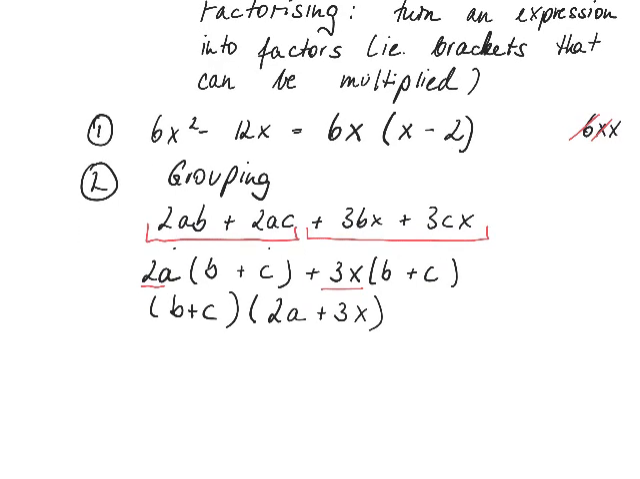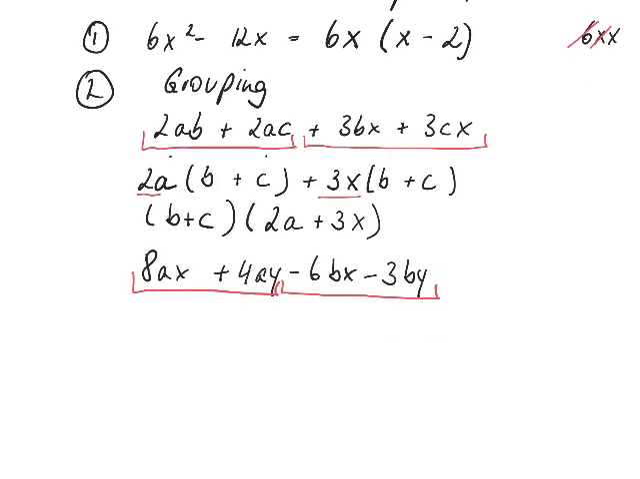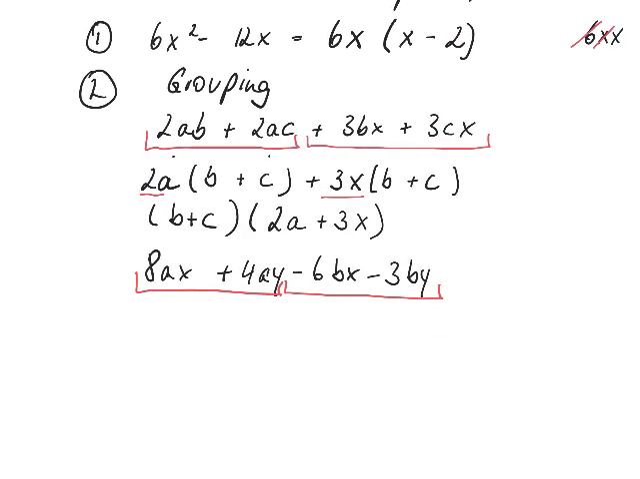Another example of that would be 8ax plus 4ay minus 6bx minus 3by. Again, I turn it into two parts. And now I look at the first part. What can I take out? I can definitely take out an a, and 4 goes into both numbers. So I can take out 4a.